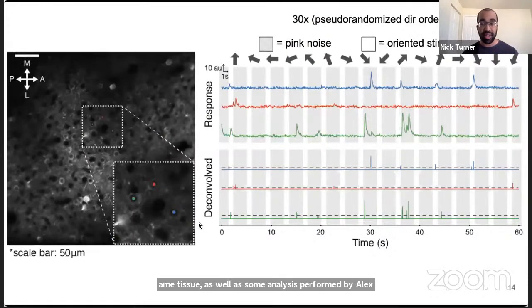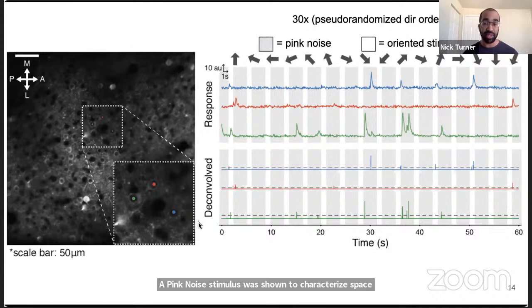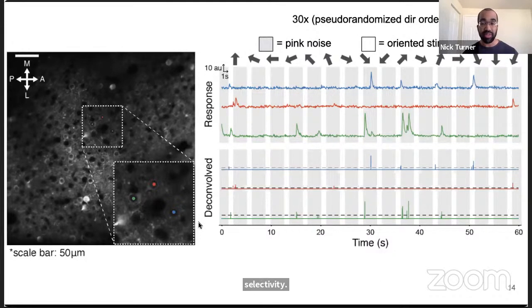Before imaging the EM tissue, the team at the Baylor College of Medicine performed 2-photon calcium imaging in a region that overlaps the EM reconstruction. A pink noise stimulus was shown to characterize spatiotemporal receptive fields, and oriented stimuli moving in 16 directions were shown to characterize direction and orientation selectivity. One of 30 trials is shown to the right, where each trial had a pseudo-randomized order presenting the oriented stimuli.